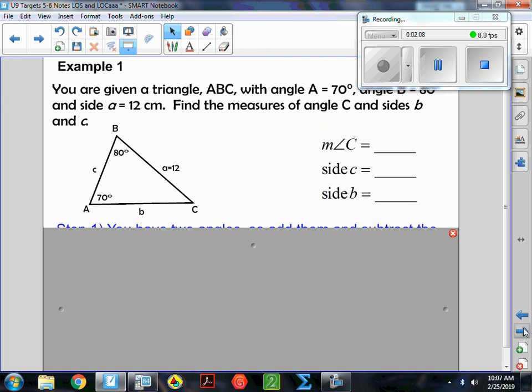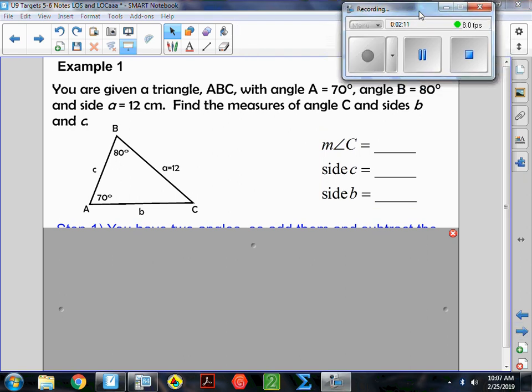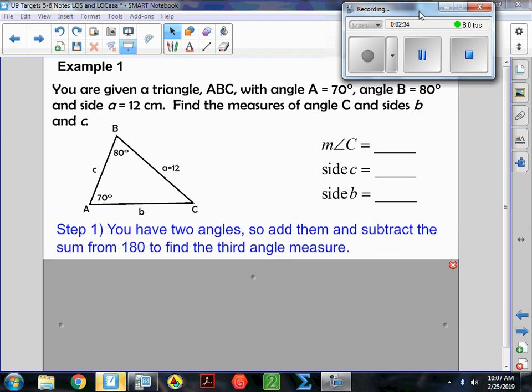Okay, so for example 1, we are given a triangle ABC, with angle A equal to 70 degrees, angle B is 80 degrees, and side length A is 12. Find the measure of angle C and the sides B and C. We will not always give you the diagram drawn, so you need to practice drawing the diagram on your own. But sometimes we will. Anytime that I have two angles in a triangle, you can add them and subtract from 180 to find the third angle measure.